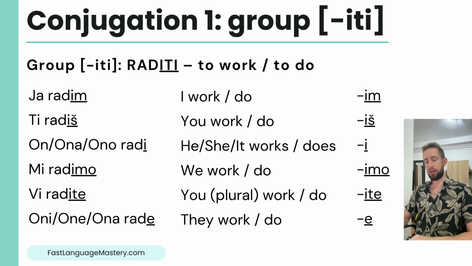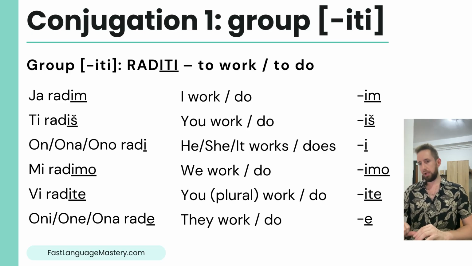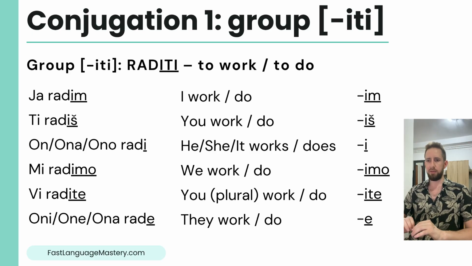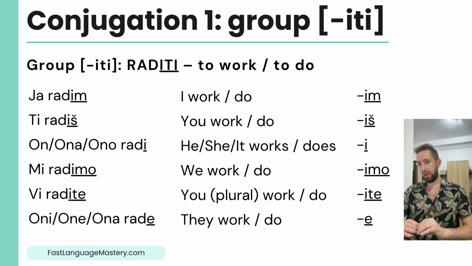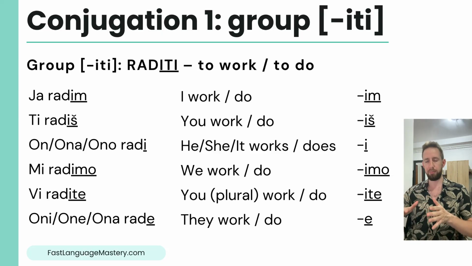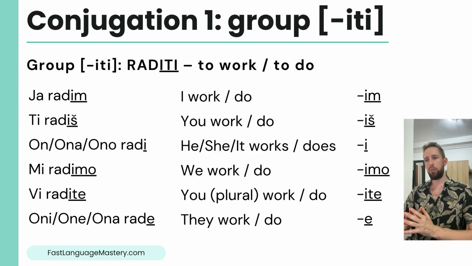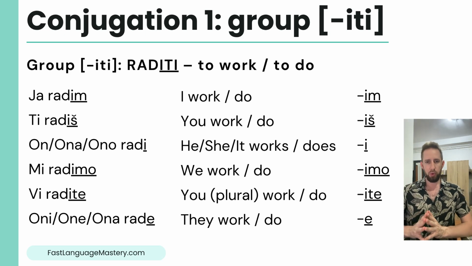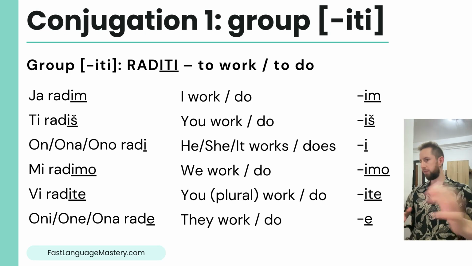Oni rade, one rade, ona rade. They work or they do. Here it is they, as you can see, on oni, ona one, ono ona. It is literally plural of he, she, it. So we use oni when we talk about masculine objects or masculine and feminine objects or men and women at the same time. We use one when we talk about feminine objects or only women. And we use ona when we talk about neuter objects.